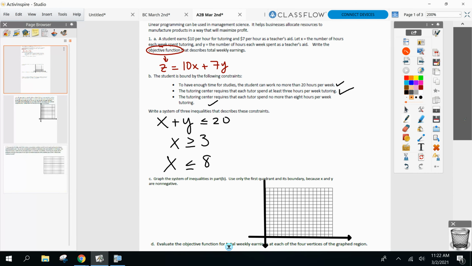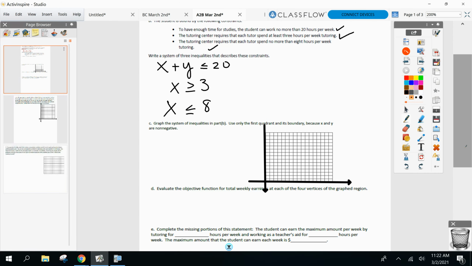And I'm not letting everyone, because I am still not confident in some of you in graphing all these. So let's take that first one. X plus Y is less than or equal to 20. Find your intercepts. I'll ask somebody what their intercepts are for X plus Y less than or equal to 20.